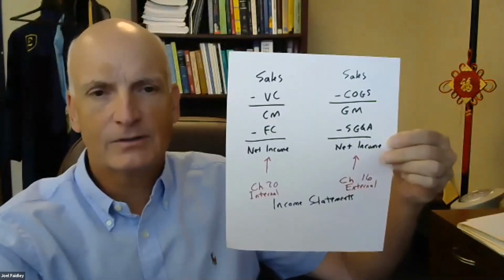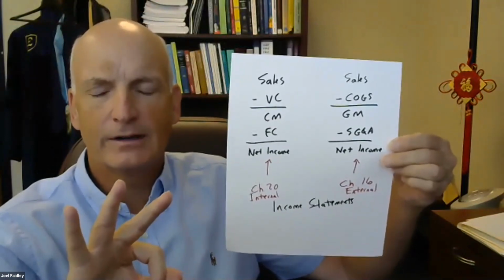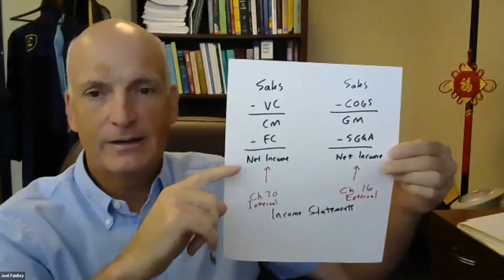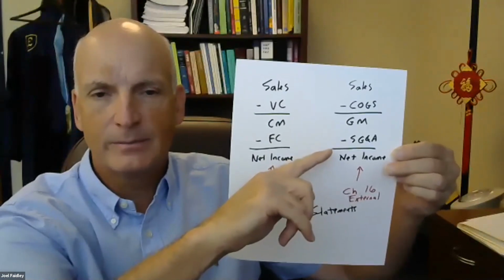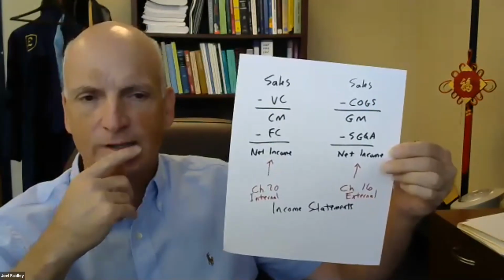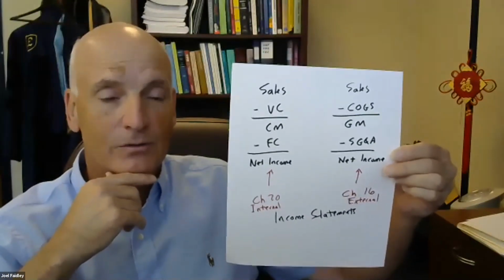Sales minus cost of goods sold. Remember the big three: direct material, direct labor, and overhead. Sales minus cost of goods sold is my gross margin, GM, gross margin. And then we subtract selling, general, and administrative, and we get our net income. That's what most manufacturing or merchandising type companies use for external financial reporting.